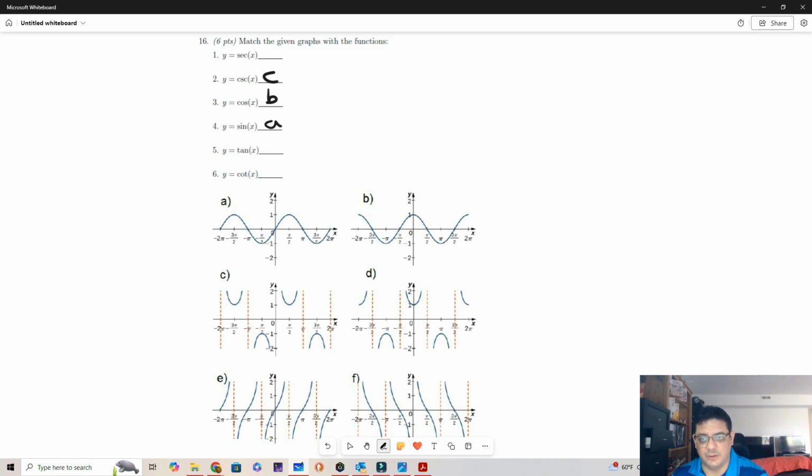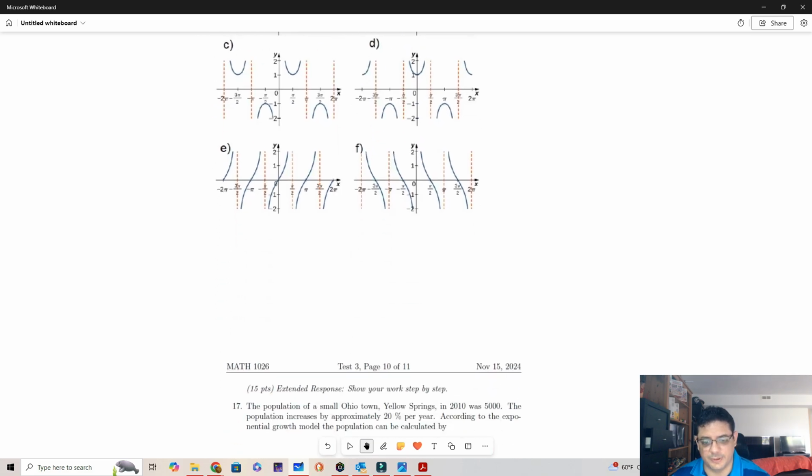So this is going to be secant. 1 over cosine is secant, and you can notice that this matches that behavior of 1 over cosine. And finally, E is going to be the tangent, and F is going to be the cotangent. So this was just about identifying correctly what each of the graphs were.